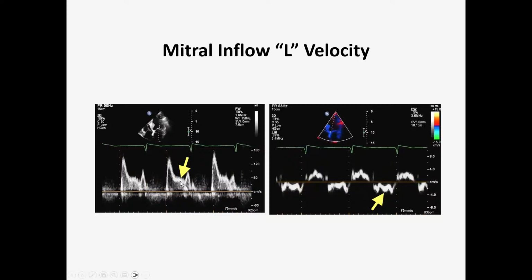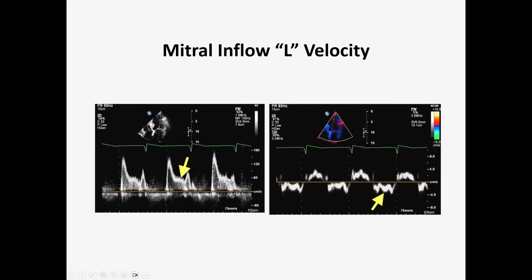Another signal is the L velocity. In slow heart rates, when the left atrial pressure is elevated and when left ventricular relaxation is impaired, we see this velocity. Typically, it's more than 50. As in this example, it's slightly more than 60 centimeters per second.